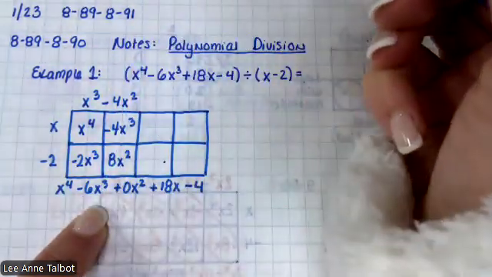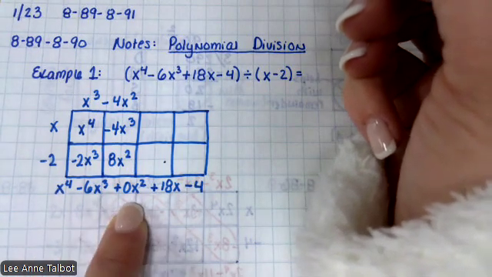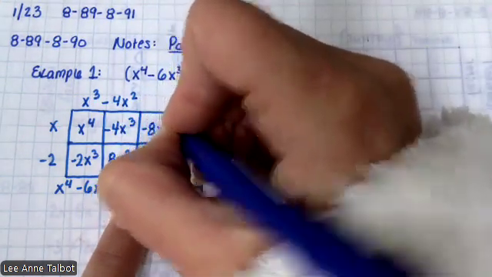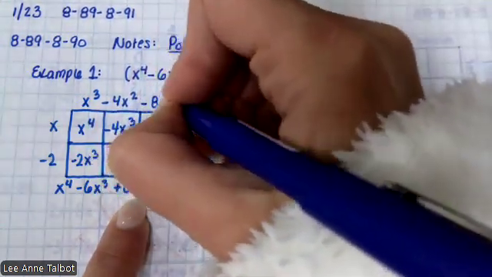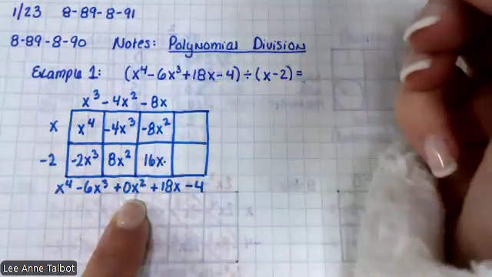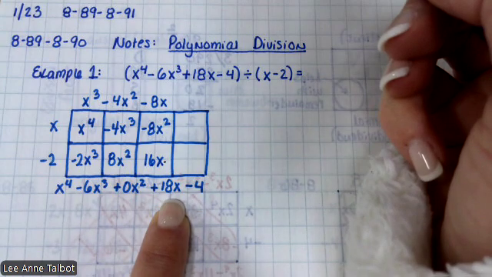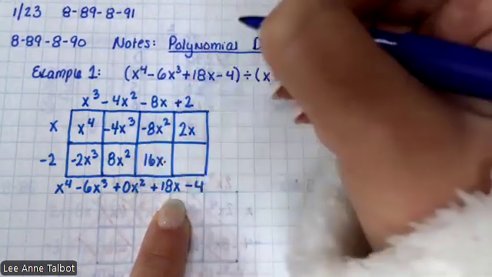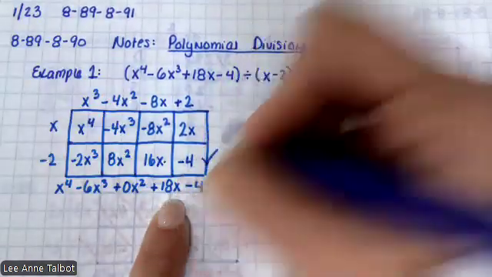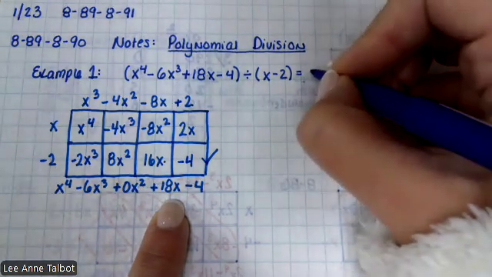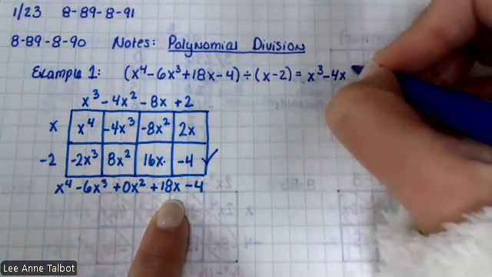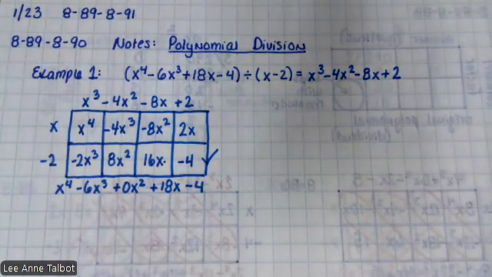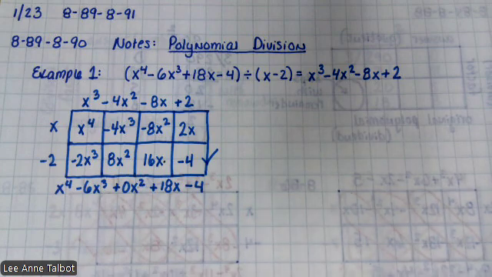Positive 8x squared. Okay, I have 8x squared tiles. I need 0. So I'm going to take away 8. I have 16x tiles. I need 18, so I need 2 more. Satisfying. Okay.